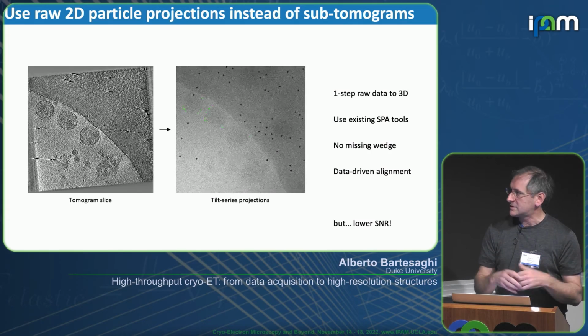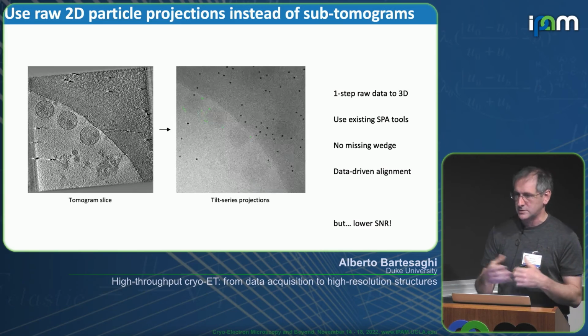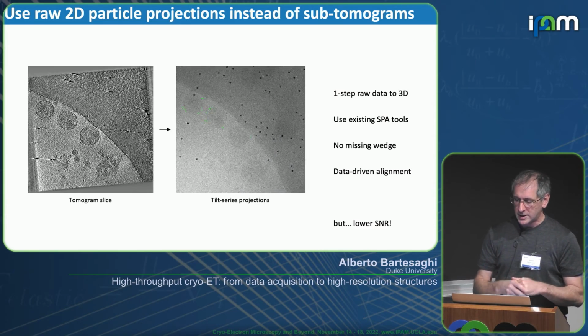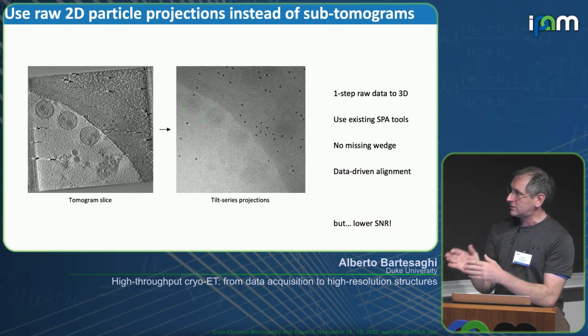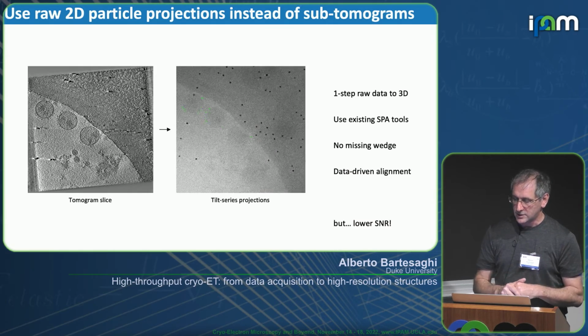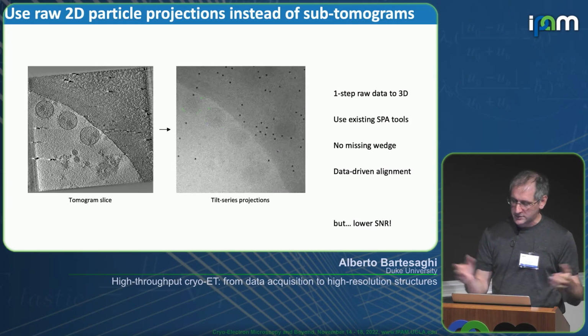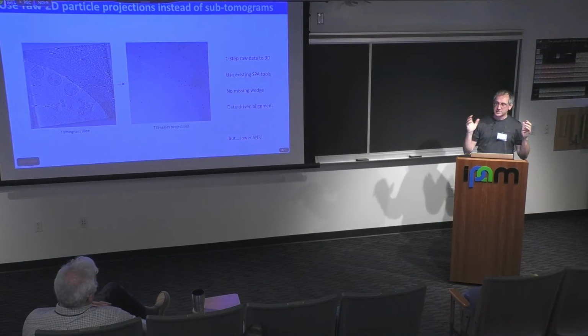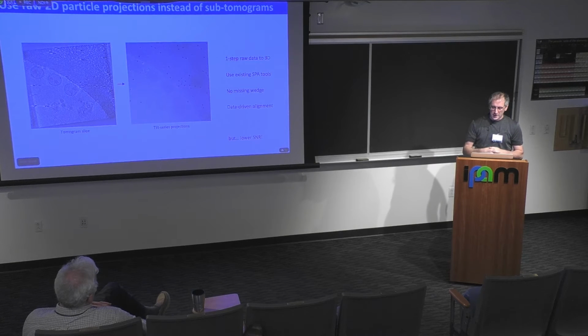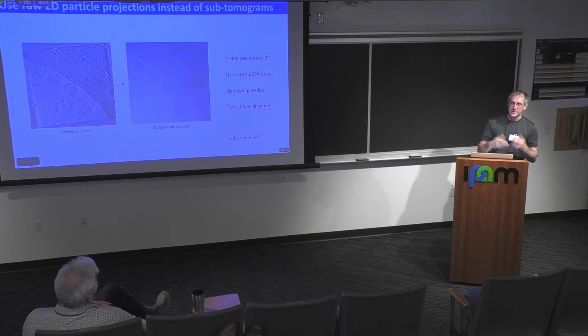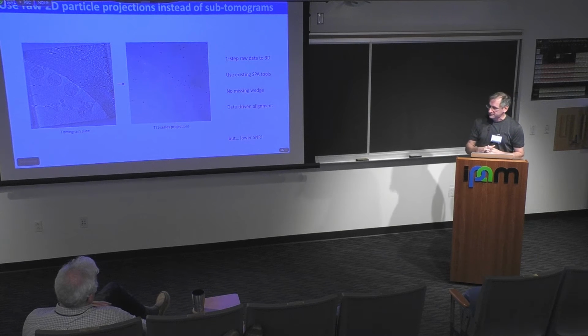One of them is that you skip all the intermediate steps, like the interpolation associated with doing rotations and 3D reconstructions. You do one step from raw data to 3D reconstruction. That helps you keep most of the high resolution information. You can also leverage all the very powerful tools for single particle analysis that have been developed in this field for so many years. Obviously, in this scenario, because you're just looking at the raw data, there's no missing wedge. Essentially, you have no voxels where you don't have measurements because you're just using the data that you measured.